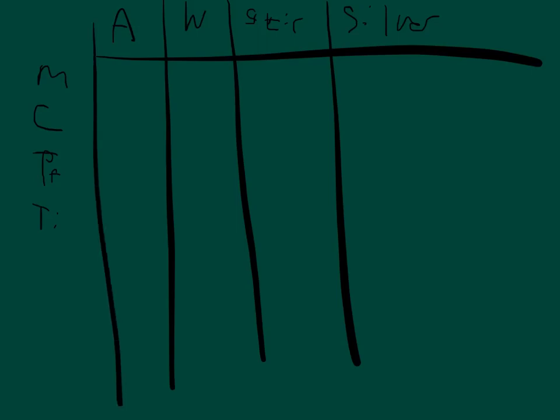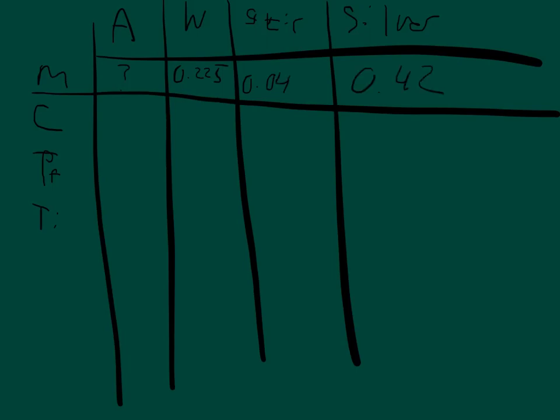The mass of the aluminum is what we don't know. It's what we're trying to solve for. The mass of the water is 0.225, so that's 225 grams turned into 0.225 kilograms. The copper stirrer, 0.04 kilograms. The silver, 0.42 kilograms.